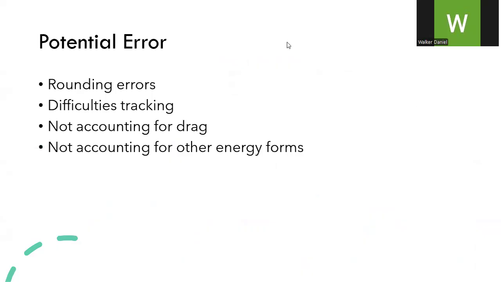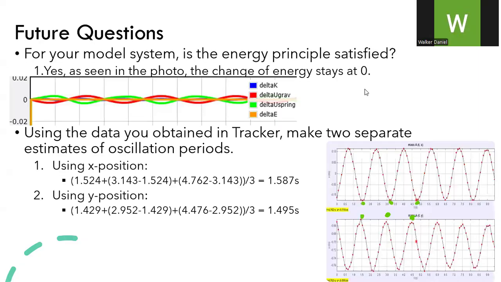These are our potential errors. First is rounding error. We were working with some pretty small numbers, and it was hard to get exact numbers. Difficulty tracking. I'm only human. I can only do as much as I can when clicking each point for the track. And then we didn't account for drag, which could have affected our experiment. And then finally, not accounting for other energy forms. There could have been something we didn't consider, and that may have caused some different oscillations.